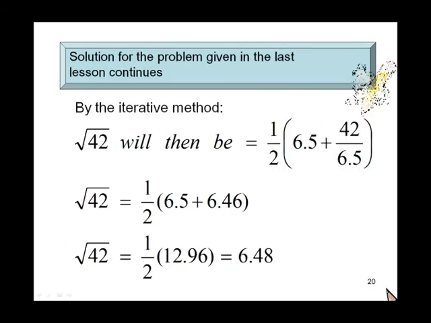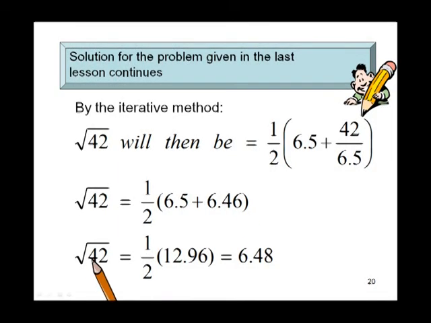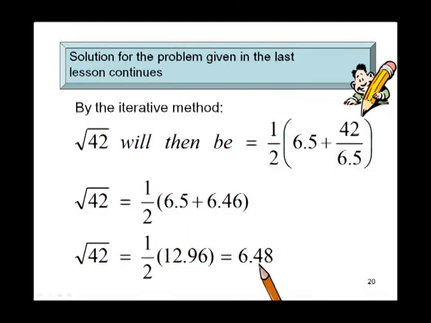By the iterative method, the square root of 42 will then be equal to half into 6.5 plus 42 divided by 6.5. The square root of 42 is equal to half into 6.5 plus 6.46. The square root of 42 is equal to half of 12.96 equals 6.48.